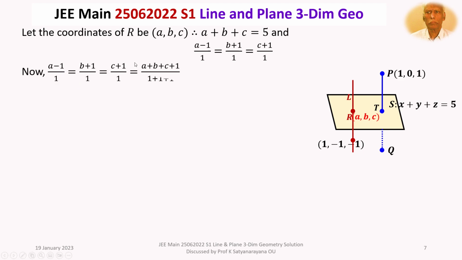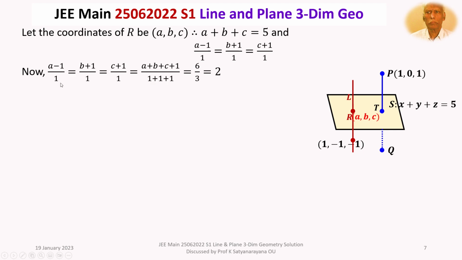Now, these ratios (A minus 1) by 1 is equal to (B plus 1) by 1 is equal to (C plus 1) by 1 is equal to the sum of the numerators of these ratios, that is A plus B plus C minus 1 plus 1 plus 1, that is A plus B plus C plus 1, by the sum of the elements in the denominator, 1 plus 1 plus 1. And we already noted A plus B plus C is 5. This is (5 plus 1) by 3, 6 by 3, that is 2.